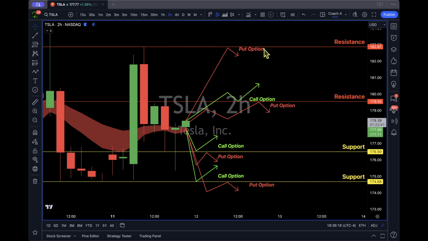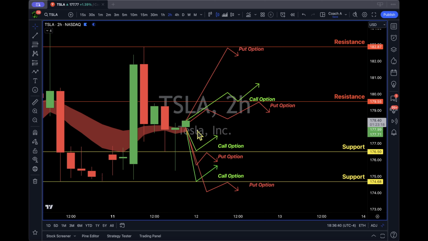Okay. Same thing if we get up to this resistance area. So let's say you didn't get in here, but we make it up here. Look for this rejection at 182 area, guys, maybe 183. If we do reject and start going back down, awesome opportunity for a put option.